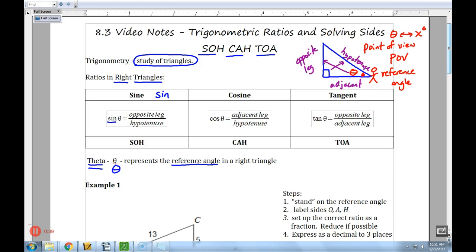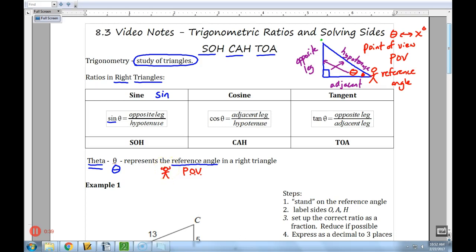Now that changes if my guy jumps to another corner. I'm not going to write all of them out, but if the guy were to jump up here, my opposite and my adjacent would switch. The hypotenuse is always going to stay the same. It's always across from the 90. But I just want you to know that theta represents the reference angle, or the point of view of where your guy or your girl is standing.